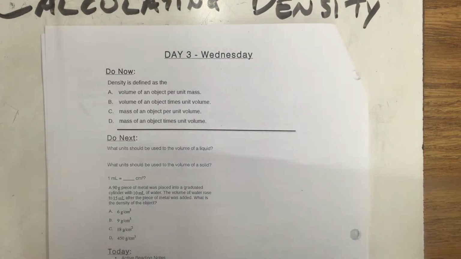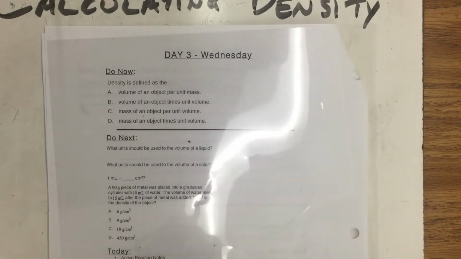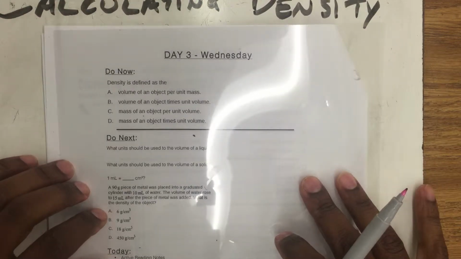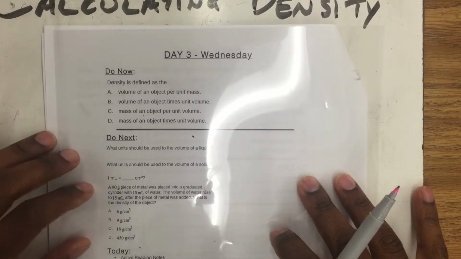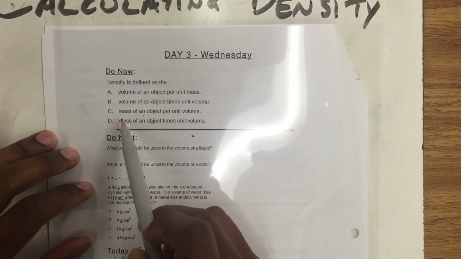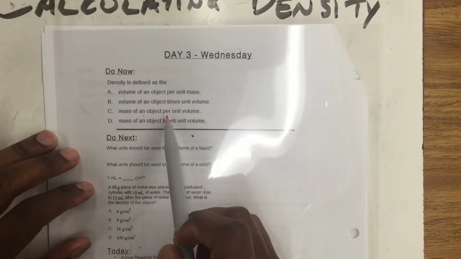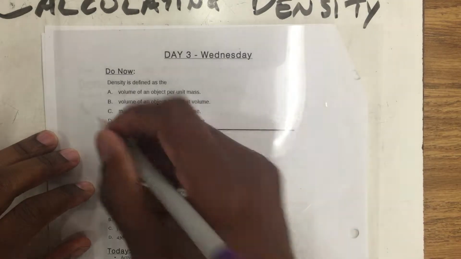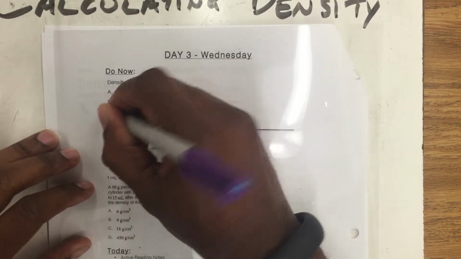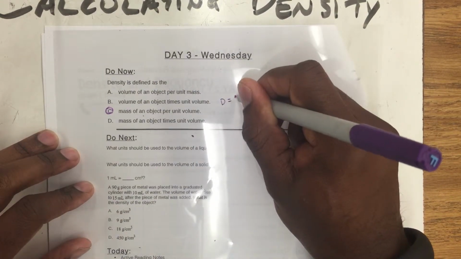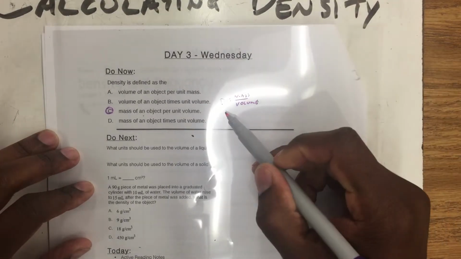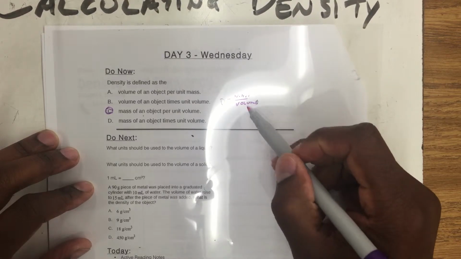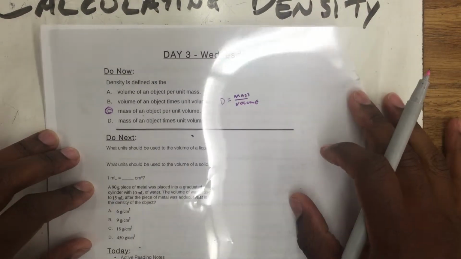I think most of you have gotten this correct. It says density is defined as the blank. Well, at this point, you should know that density is the mass of an object divided by the volume. So it is the mass of an object per unit volume. Remember, per means kind of divided by. So our answer should be C, because you know that the formula for density is mass over volume. That's density equals mass over volume. That's mass per volume. So that should be C.